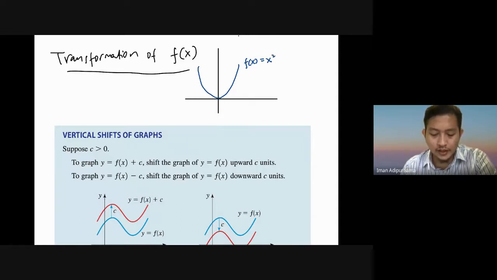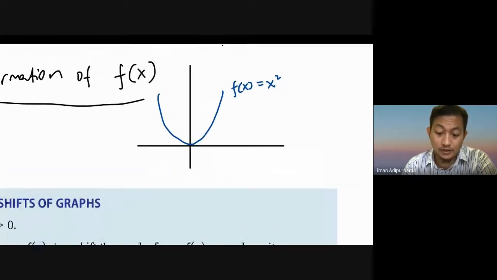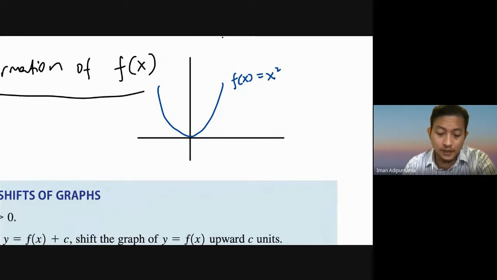We can make this x squared to be transformed. We can make it bigger, smaller. Like if you are familiar with any design software, usually you can select the picture, you can make it bigger, you can make it smaller, right? So it's actually similar to those features in design software. So if you have these functions, you can make them smaller, bigger.